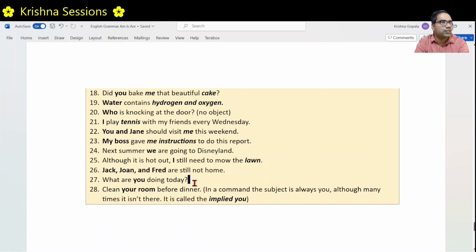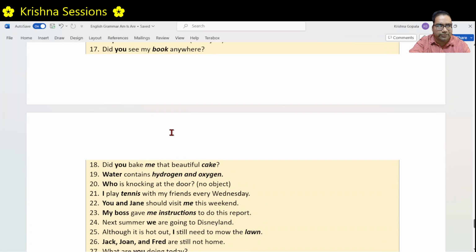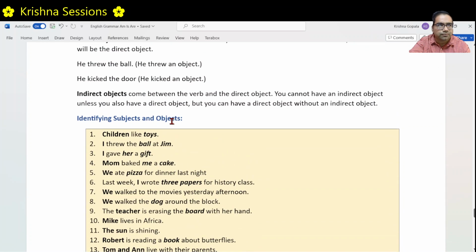To identify the object, first you have to identify the verb and then who is taking the action of the verb or what is taking the action of the verb. Clean your room before dinner. Clean what? Clean your room. So your room is the object. And who should clean your room? You should clean your room. This is the implied you, which is the subject, which we had already discussed yesterday or in the previous lesson.